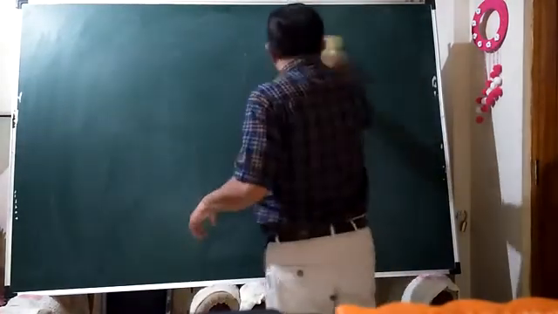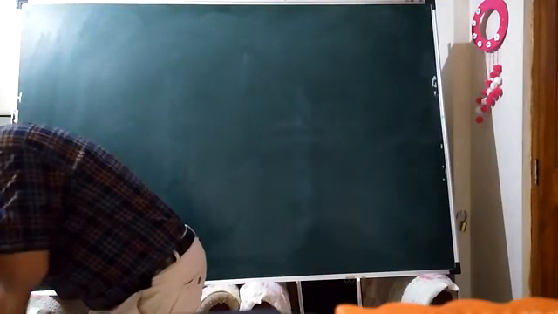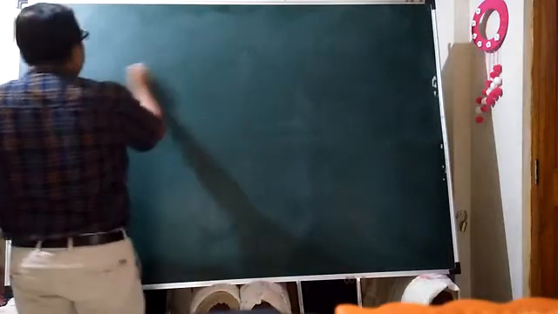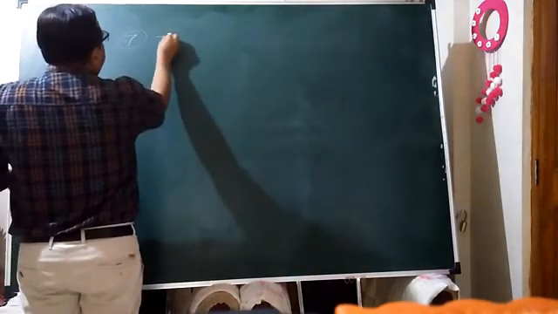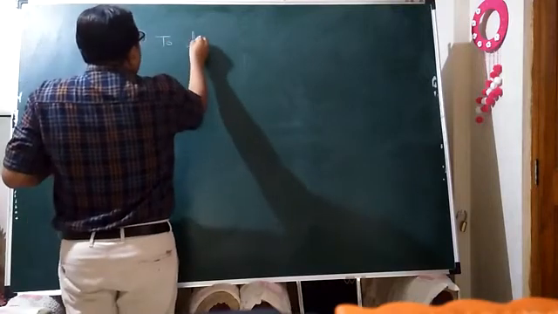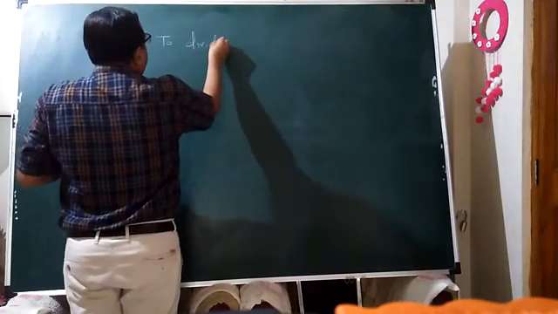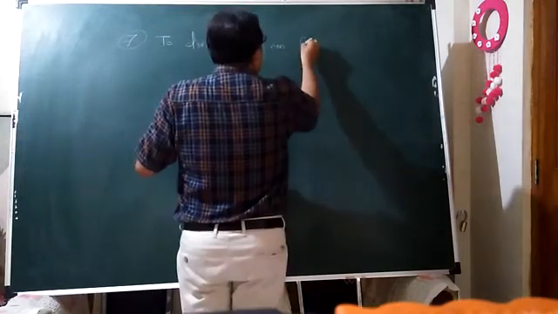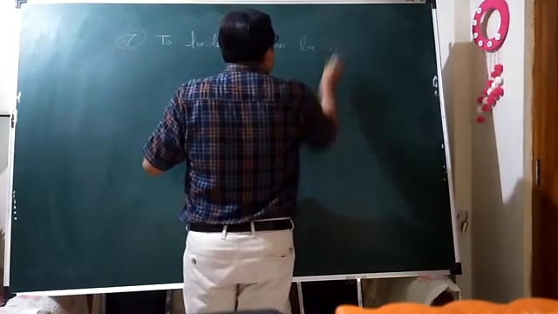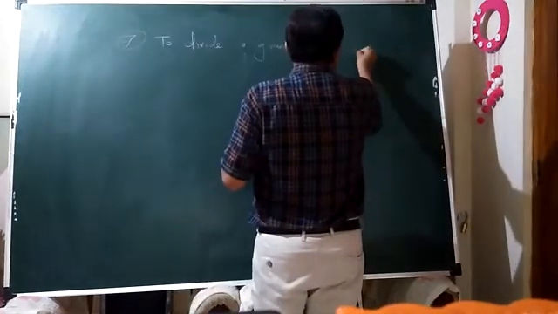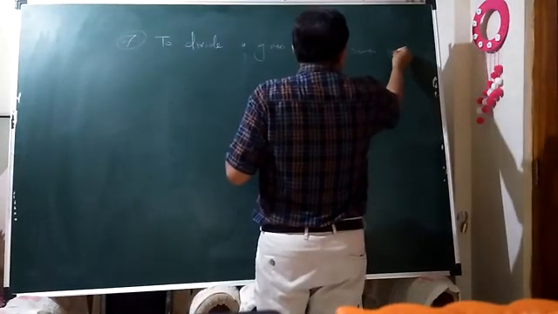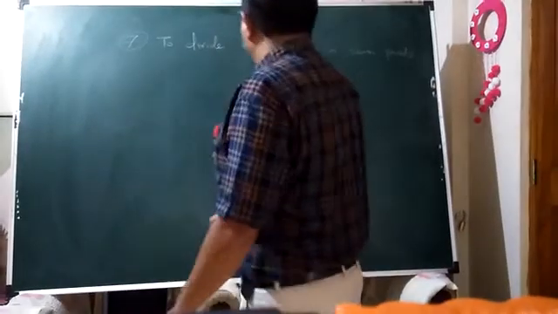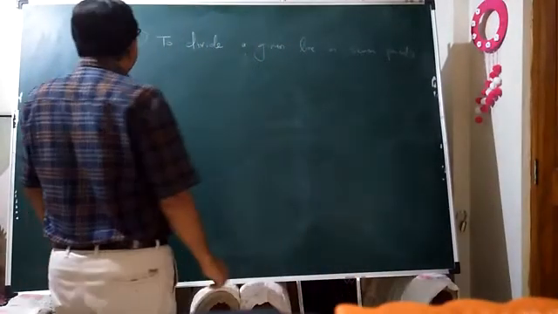This was based on the parallel method. Now the next construction, the sixth or seventh construction, is to divide a given line into 7 parts. To divide a given line into 7 parts.